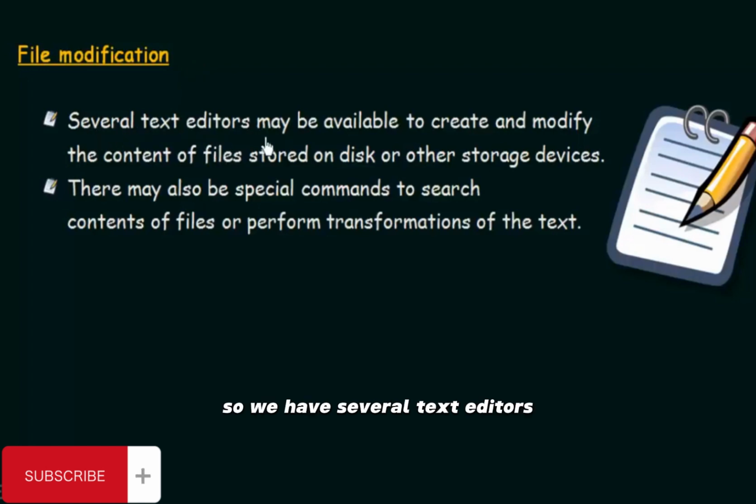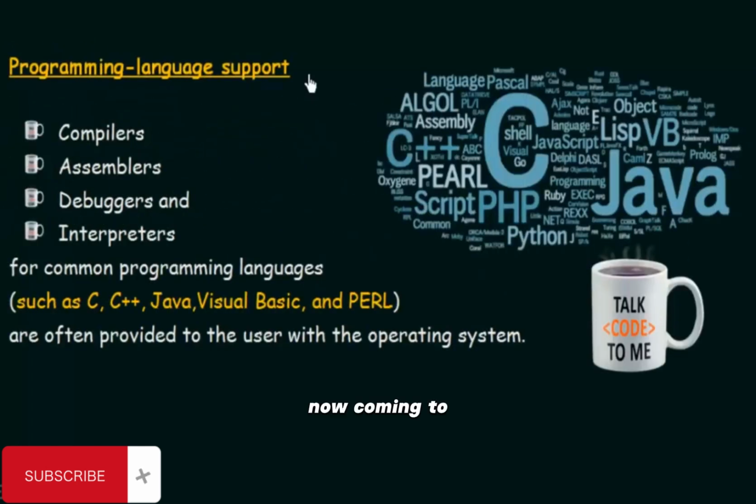We have several text editors which may be available to create and modify the contents of files stored on disk or other storage devices. There may also be special commands to search contents of files or perform transformations of the text. So if you want to modify the contents of your file, like modifying or transforming the text or anything like that, we have the system programs which fall under this category of file modification, which help us to accomplish this task. Now coming to the next one.